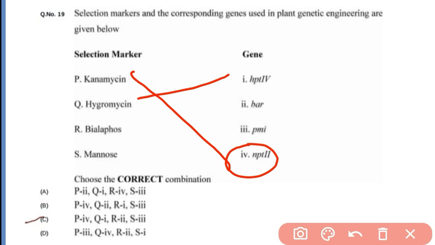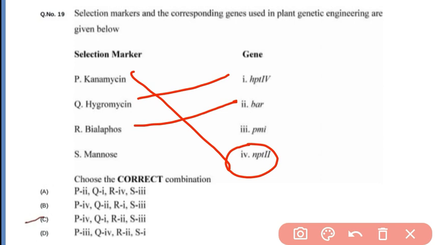The BAR gene. BAR stands for bialaphos resistance gene, which is isolated from the species Streptomyces hygroscopicus. So BAR is for resistance toward bialaphos.